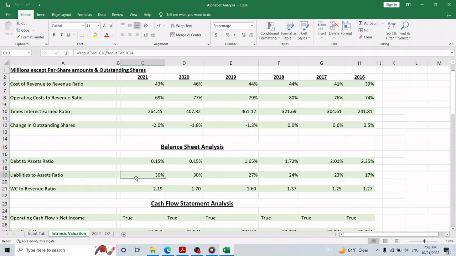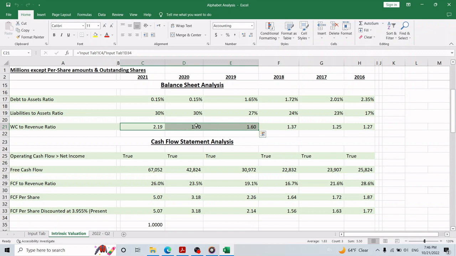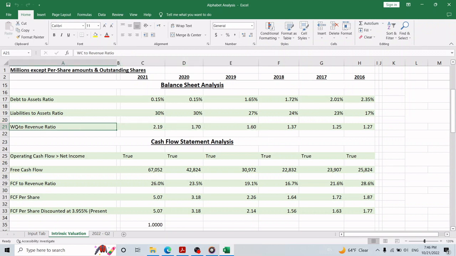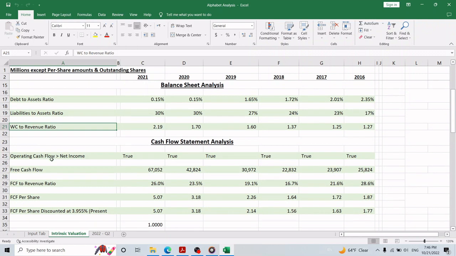Liabilities are stable and they are in the 30%, and 30% liabilities are more than acceptable for a company in this size. Working capital to revenue ratio, basically it's telling us how many dollars are generated from each working capital dollar. And in 2021, we have $2.19 generated from $1 of working capital. And as a reminder, the working capital is the difference between current assets and current liabilities and stands for the liquidity that the company has to run their next year operations. This piece of information is important to forecast next year revenue.